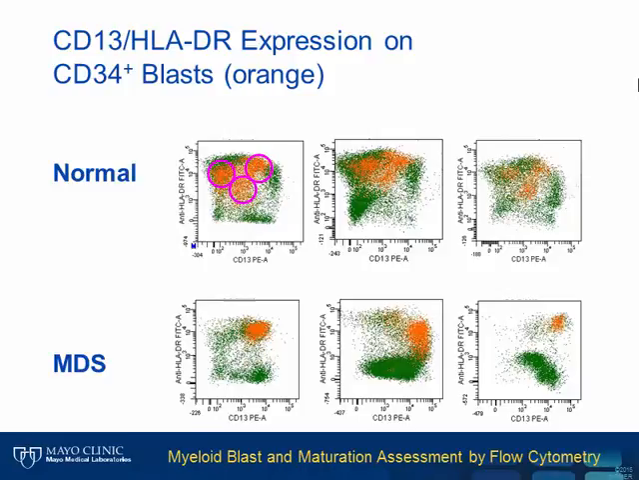Our assessment of myeloid precursors is based on 3 parameters. First, we examine the expression of CD13 and HLA-DR on the population of CD34 positive blasts. As can be seen in this slide, normal CD34 positive blasts show a specific pattern of CD13 HLA-DR expression with 3 readily recognizable populations. This heterogeneity of blasts is lost in majority of MDS cases, as shown in the lower part of the slide.